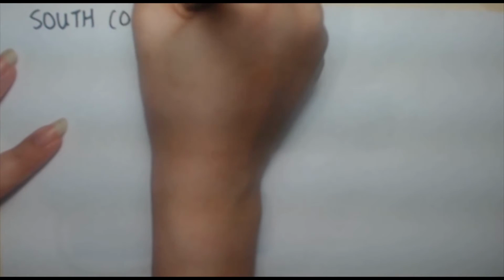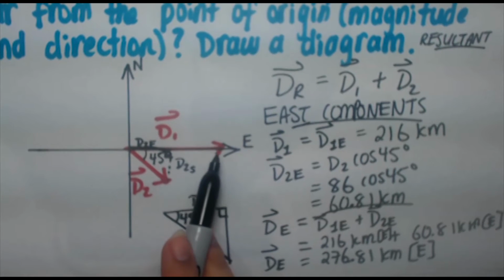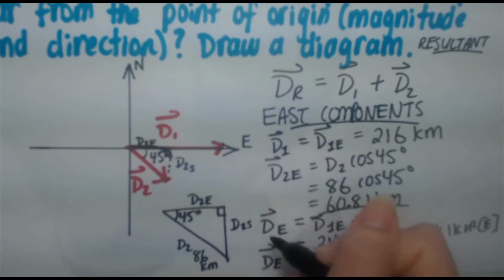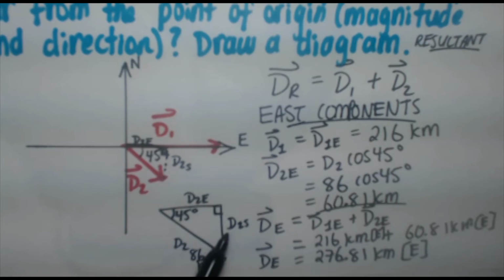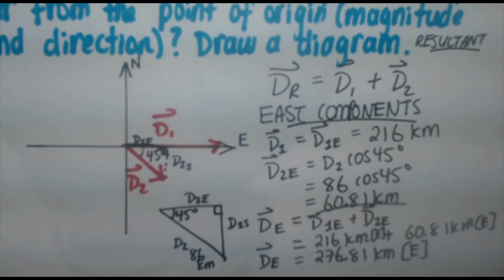Okay, so now we'll do south components. So based on our earlier picture, you can see that D1 has no south components. It is only D2 that has a south component, and that is right here, D2S. Now based on your knowledge of basic trigonometry, in order to get this side, which is opposite to this angle, and given the hypotenuse, you need to use sine. Okay, so the hypotenuse times the sine of this angle will give you the opposite side.